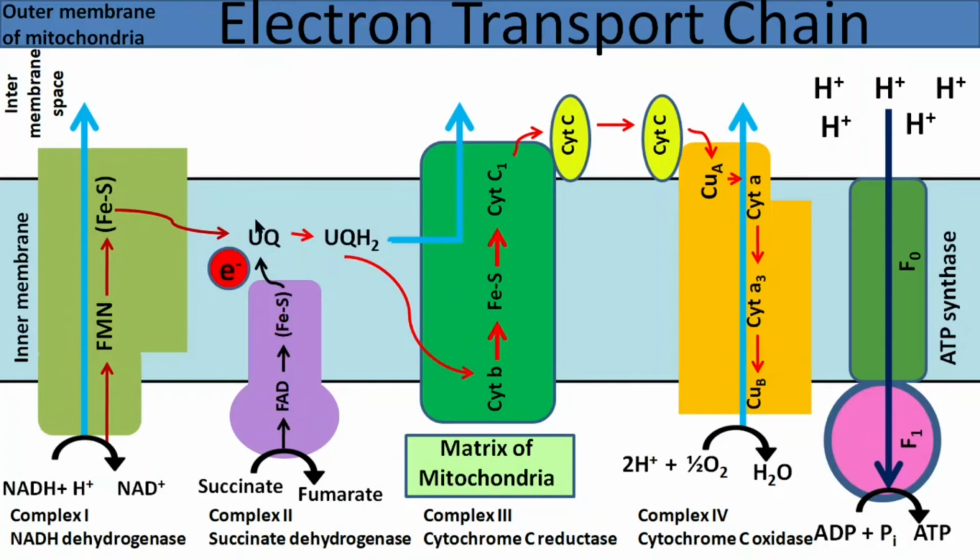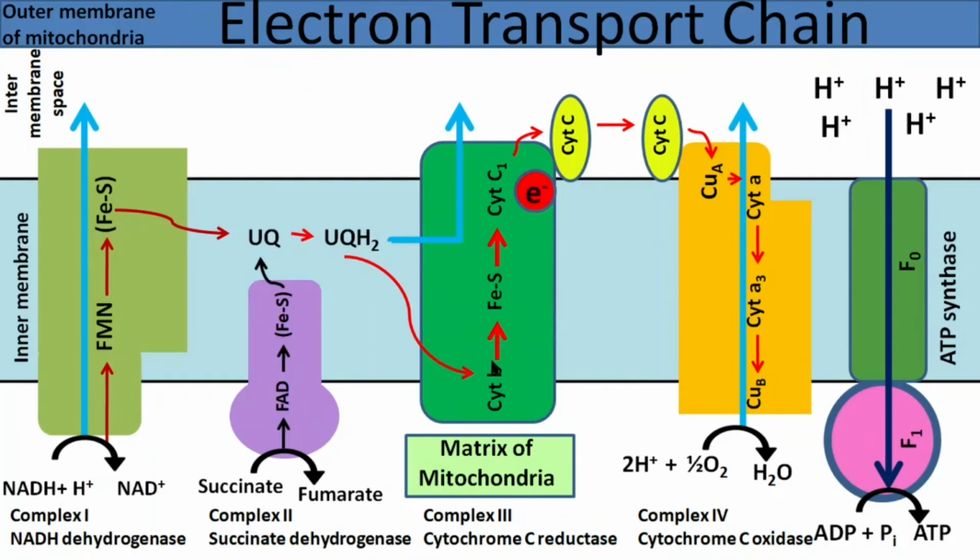Now let's see what happens to this ubiquinone. Ubiquinone, after accepting these electrons, undergoes reduction and forms reduced ubiquinone or ubiquinol. This gives away the electron to complex 3 so that it can undergo oxidation and go back to complex 1 or complex 2 to receive some more electrons. Now, once this electron reaches complex 3, it is accepted by cytochrome B. From cytochrome B, it is passed on to the iron sulfur cluster. From the iron sulfur cluster, it is given to cytochrome C1.